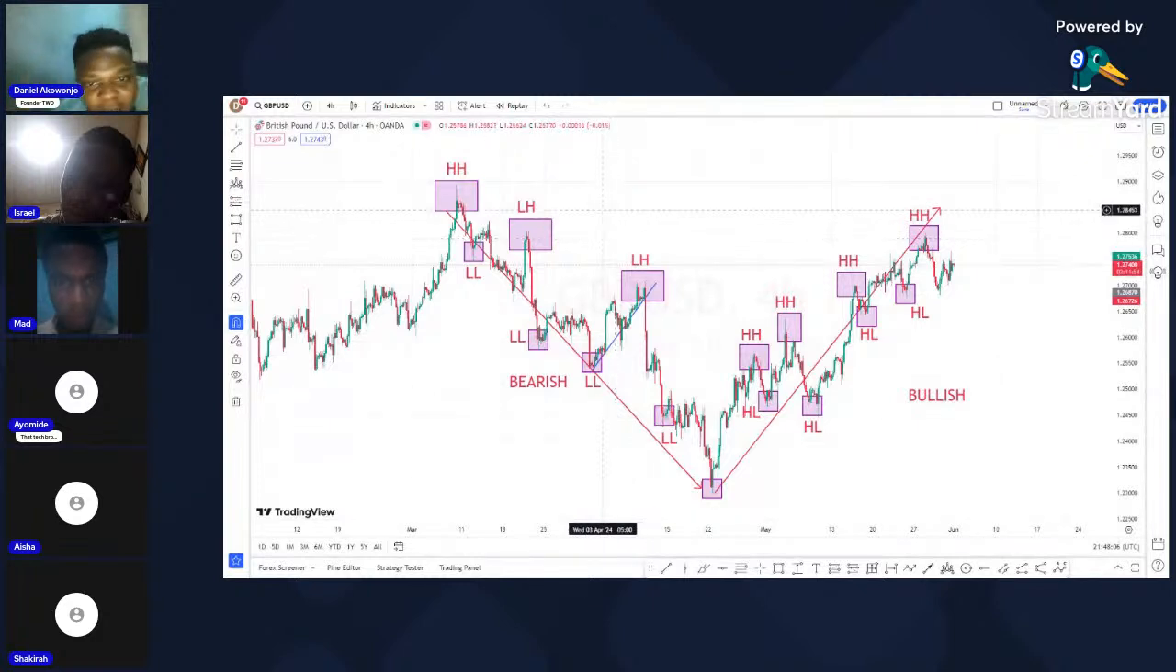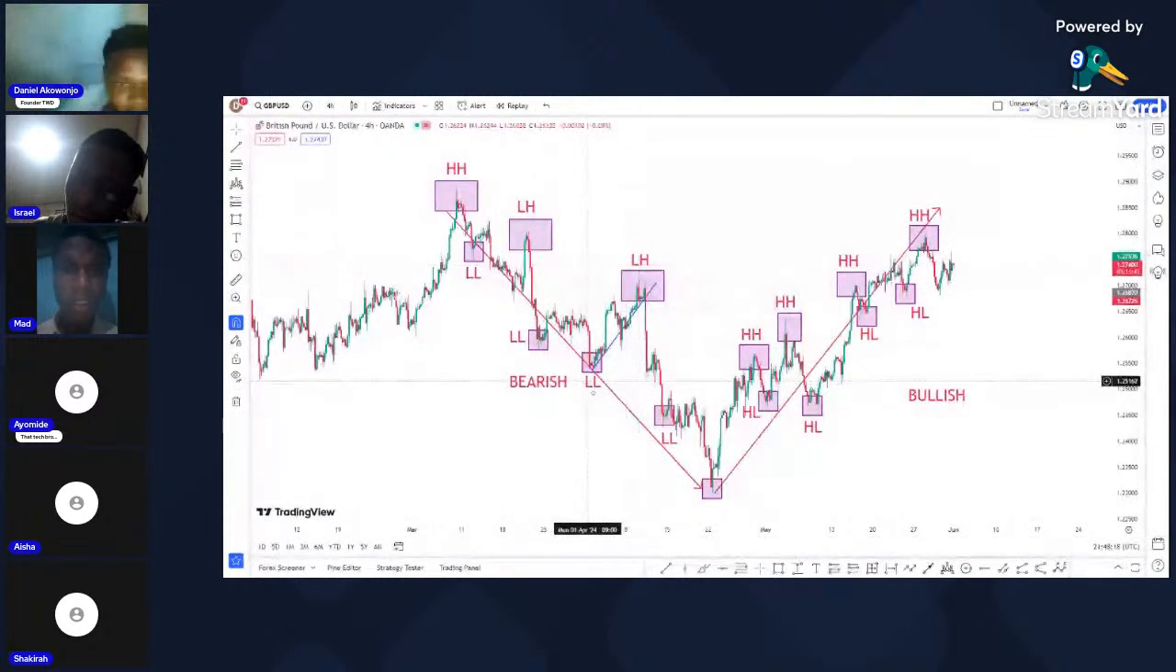So now, every support zone in the bearish movement signifies the lows. Does that make sense? It signifies what? The lows. Yes, it makes sense.